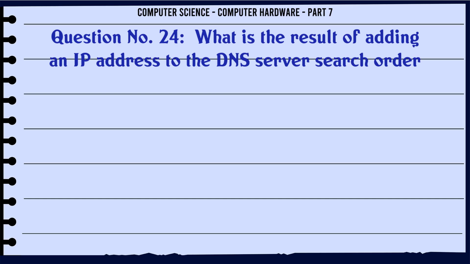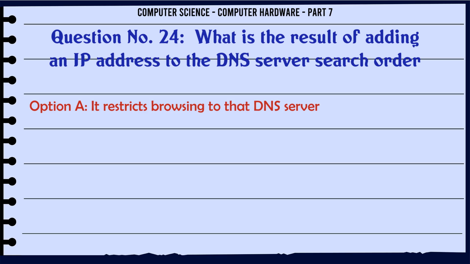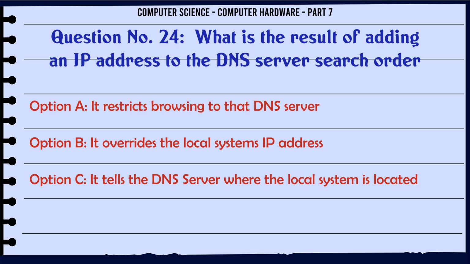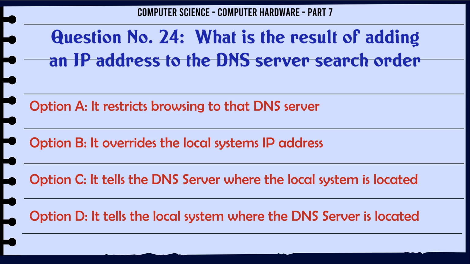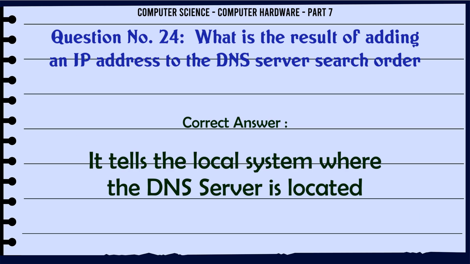What is the result of adding an IP address to the DNS server search order? A. It restricts browsing to that DNS server. B. It overrides the local system's IP address. C. It tells the DNS server where the local system is located. D. It tells the local system where the DNS server is located. The correct answer is it tells the local system where the DNS server is located.